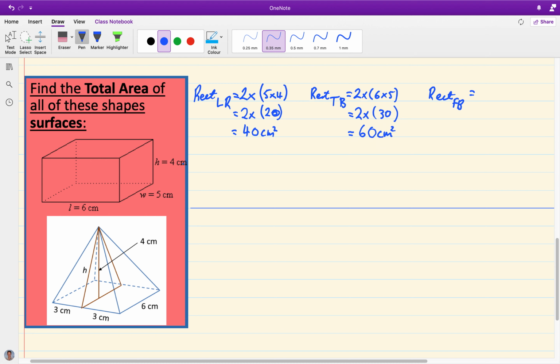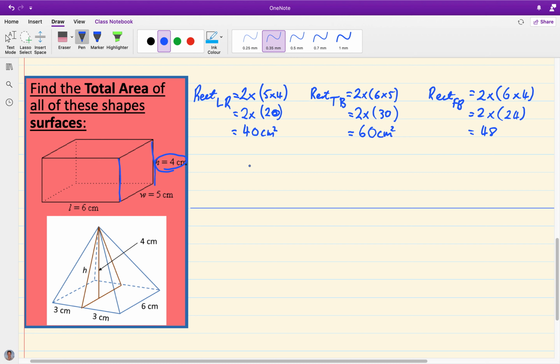And then this last one, front and back. So you can see this front, we've got 6 again. And then we're looking for the height. Okay, that height there is the same as this height here, which is 4 centimeters. So we've got 6 by 4. We've got a front and a back, so we've got 2 of those. Then let's work through that. So that's 2 times 6 by 4 is 24, and that gives me 48.